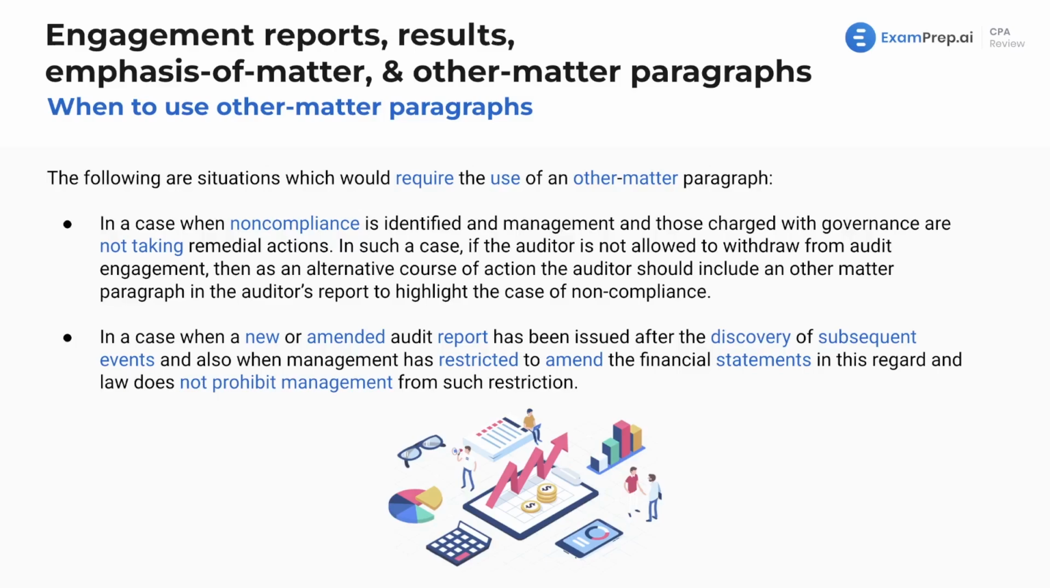When are we going to use these other matter paragraphs? Well, here are two situations. The first is in a case when noncompliance is identified and management and those charged with governance are not taking remedial actions. In such a case, the auditor is not allowed to withdraw from the audit engagement. Then, as an alternative course of action, the auditor should include an other matter paragraph to highlight the case of noncompliance. Now, why would you not be able to withdraw? I'm just going to use the classic example of the government requires this audit and they say you can't withdraw. So in that case, okay, you can't withdraw. So in this case, you see this noncompliance and you're just going to include an other matter paragraph there to highlight it.